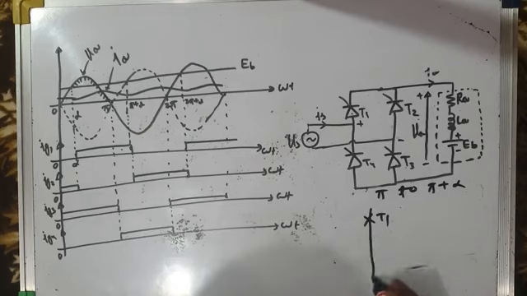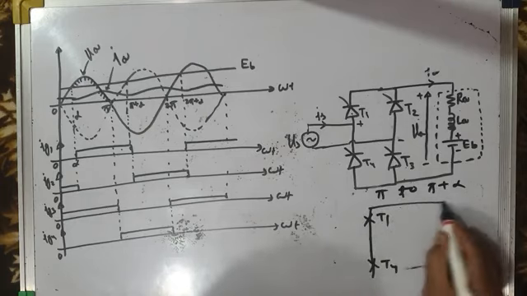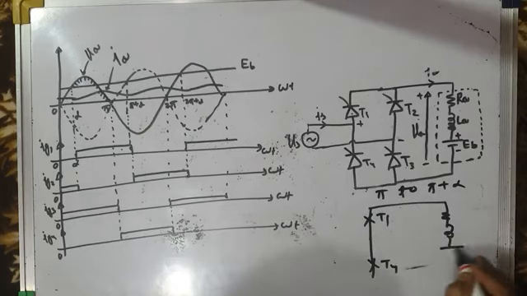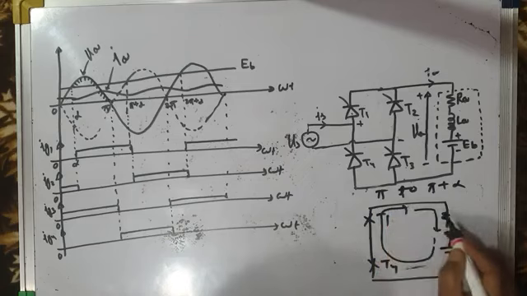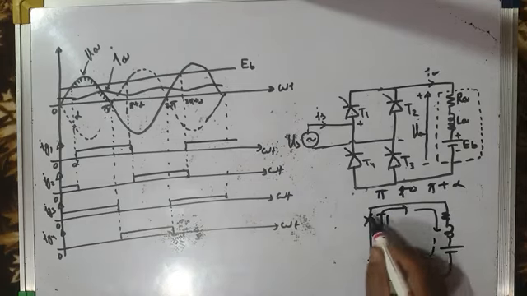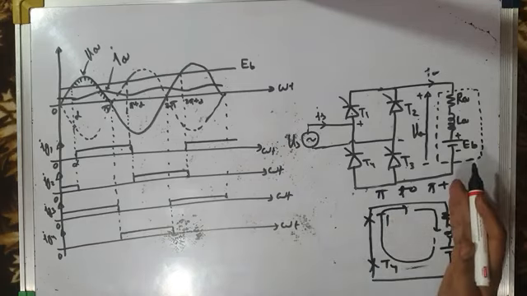Thyristor T1 is conducting, T4 will also conduct. This is the load. Inductor is now releasing energy. This is the direction of current. Current will circulate like this. It will flow through T1 and T4. T1 and T4 will short the load terminals.